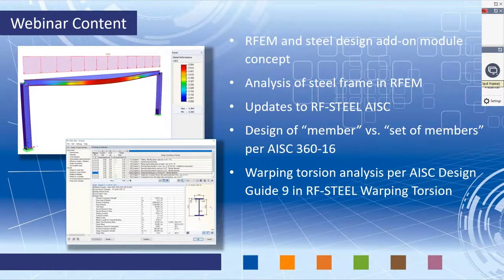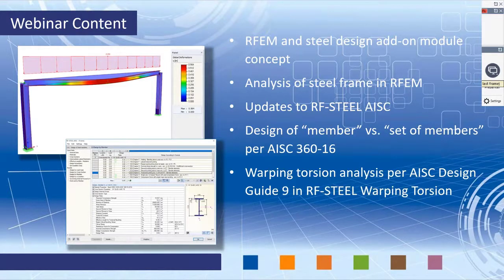So regarding the content for the next hour today, I want to quickly explain RF-STEEL, which is our main finite element analysis program, and the steel design add-on module concept. From here, we'll move into our first example today, and we will show you how to analyze a steel frame within the main program RF-STEEL. Then we'll move on to design within the RF-STEEL AISC add-on module. So here, we have added a few additional changes with our last release, so I want to go over those today.